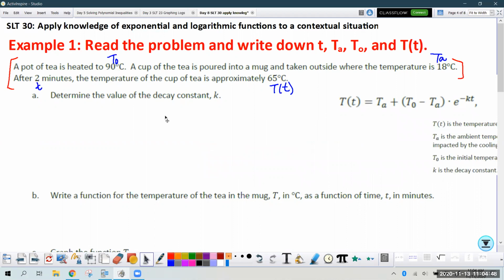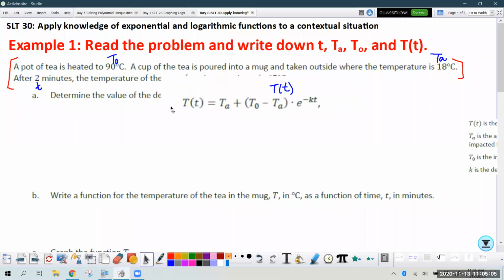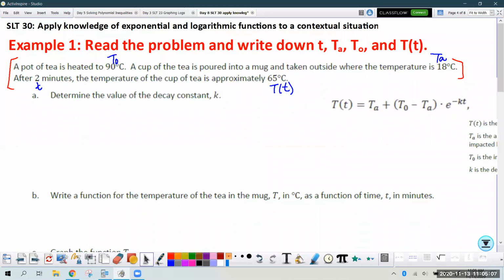All right, so our first problem is determine the value of the decay constant. For this, we are going to use a calculator. So if you have your calculator handy, take that out. All right, so we're going to set up our equation. Here's the model so that our only variable is k.